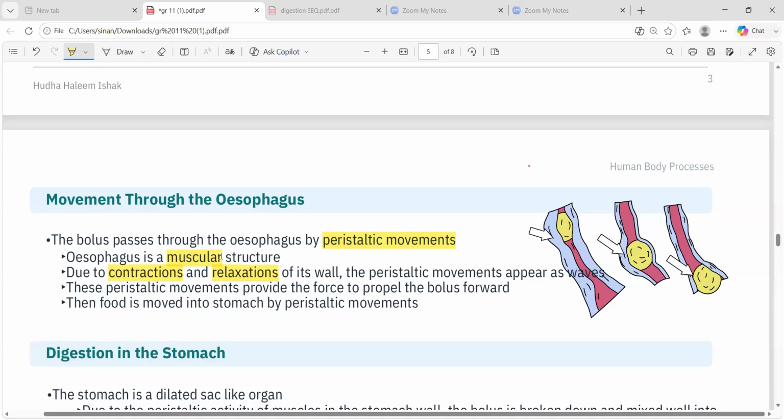So after the peristaltic movement, this is a ball-like thing. No, this football is after the peristaltic movement. From the esophagus, the food will be entering the stomach.